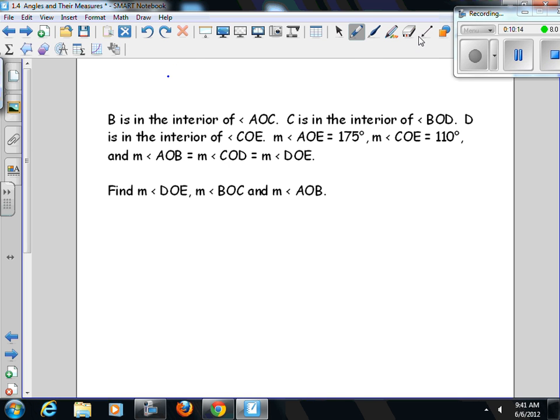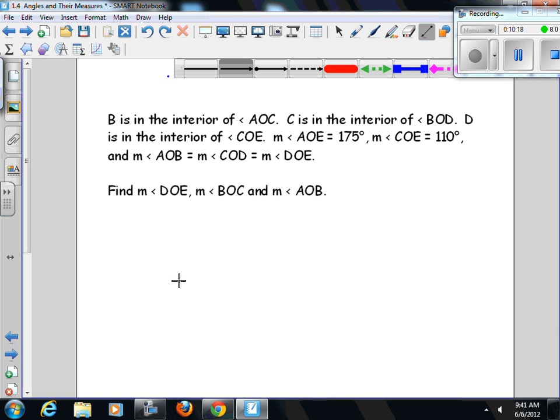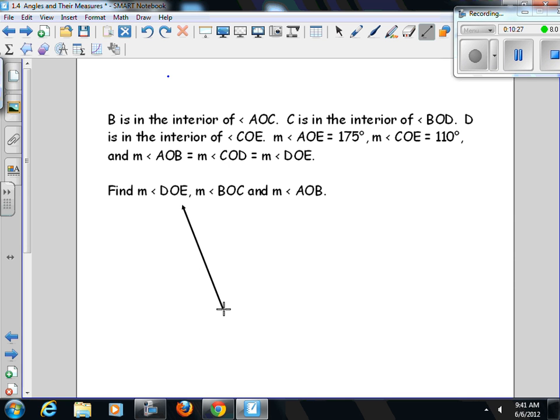Okay, so we're given this problem. B is in the interior of angle AOC. So right off, I am going to draw this angle AOC. Now this is not going to be drawn to scale by any means. So here's A, O, and C. And B is somewhere here in the interior. We don't know where, it's just in the interior.